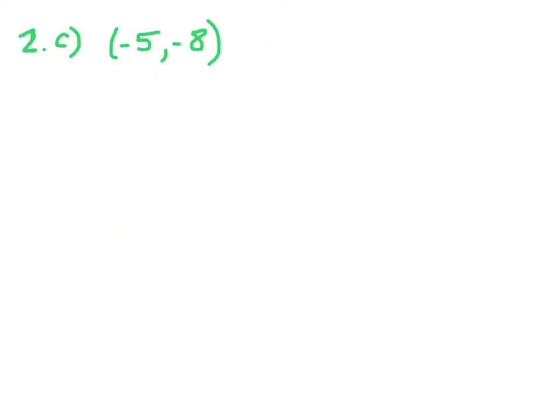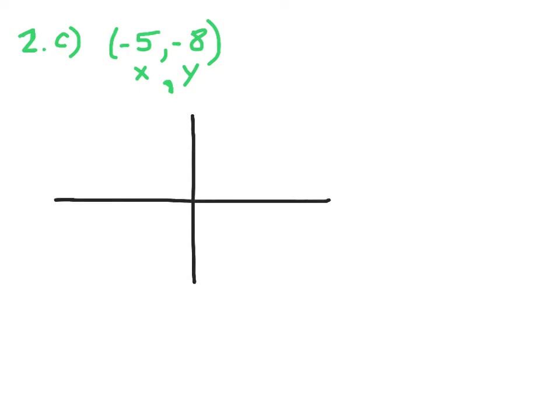So let's try 2C, which is the exact same question of drawing a terminal arm, and it asks us to draw a terminal arm up into this point. X is negative 5 and Y is negative 8. So if I were to draw a terminal arm, this is how you would go about doing it. You got your Cartesian plane. You also have your terminal arm starting at 0 degrees.